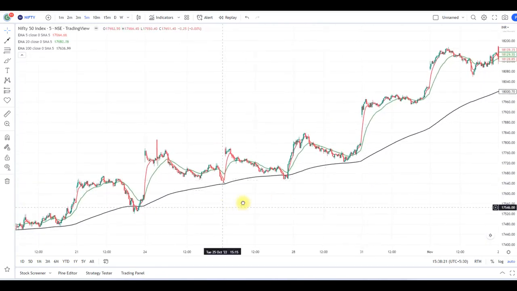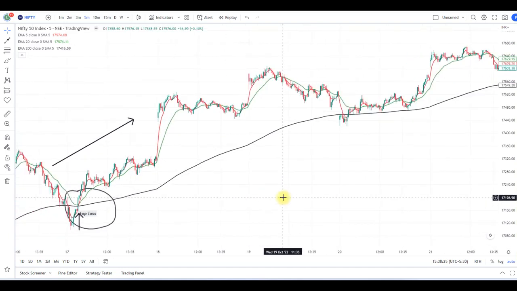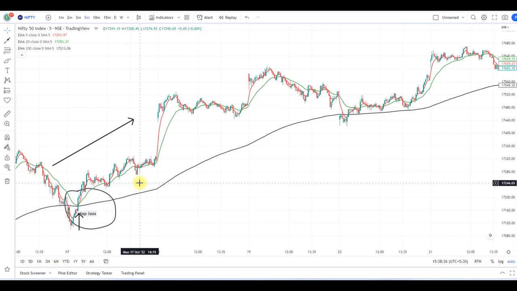Nifty was going in full uptrend after the crossover has happened. So you can use this setup for your intraday trading, as the time frame we have selected is 5 minutes. I won't recommend you to take this for your swing trading or to keep the positions overnight.